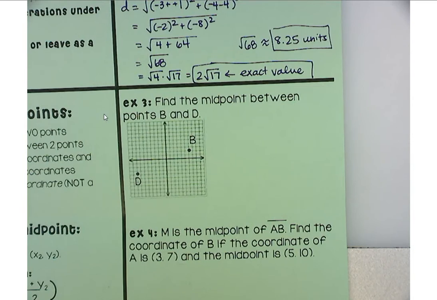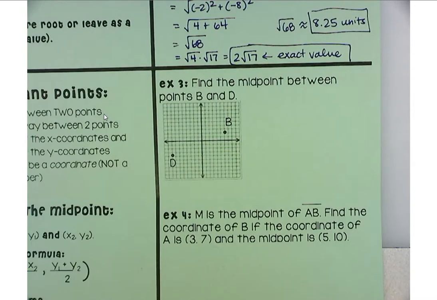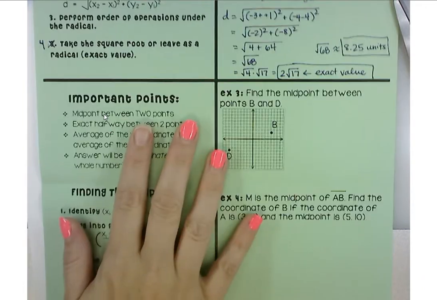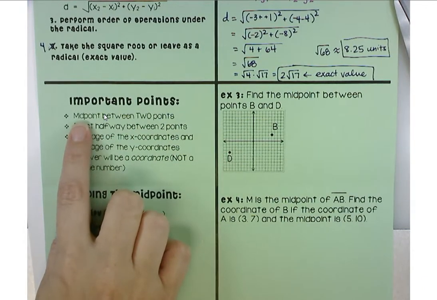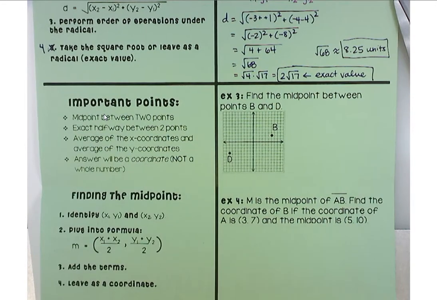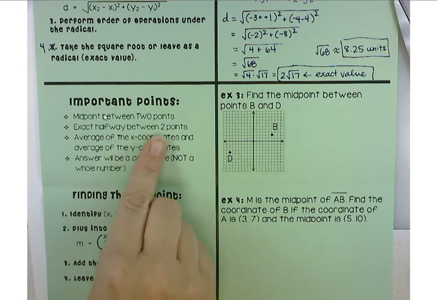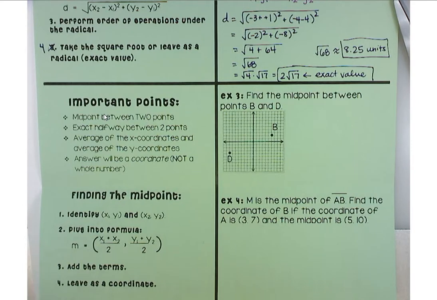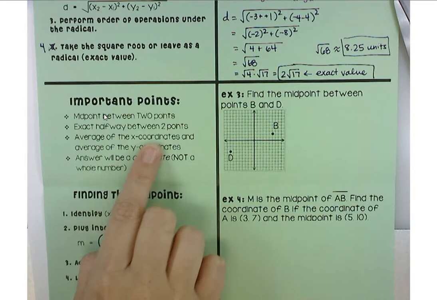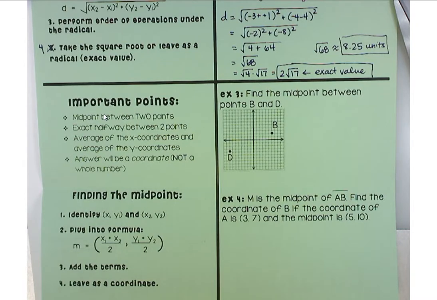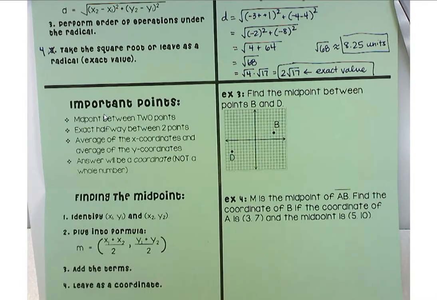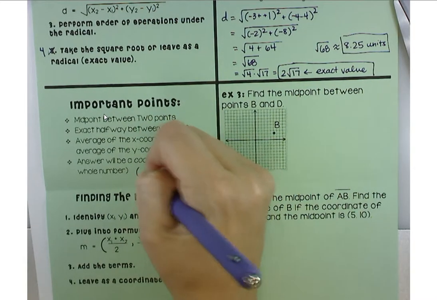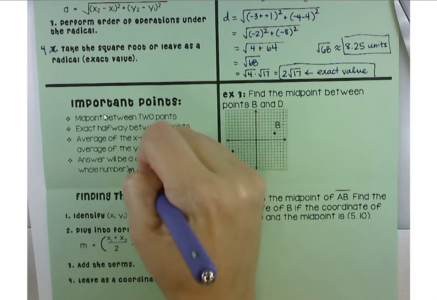Okay, for example 3 and 4, we're going to look at the midpoint now. So we're going to switch gears a little bit. So let's review our important points. We have to know the midpoint is in between two other points. It's exactly halfway between those 2 points. We can think of it as the average of the x-coordinates and of the y-coordinates. And make sure that you understand that your final answer is going to be a coordinate, which means you're going to have the midpoint, which will be x comma y.